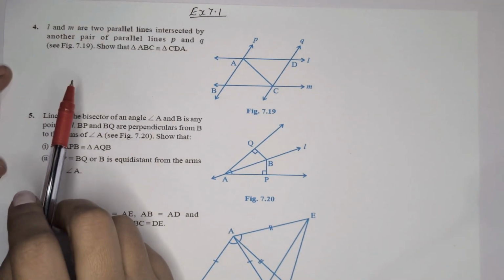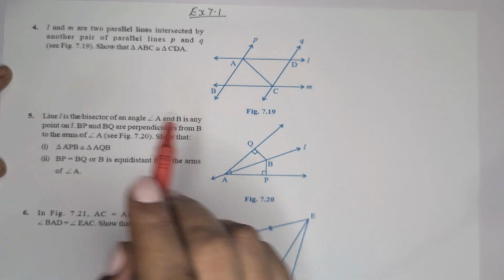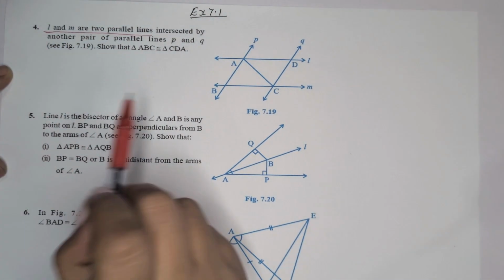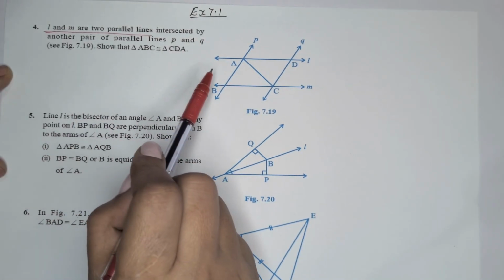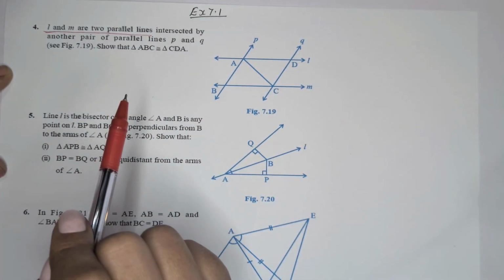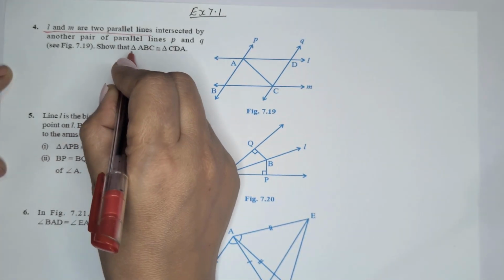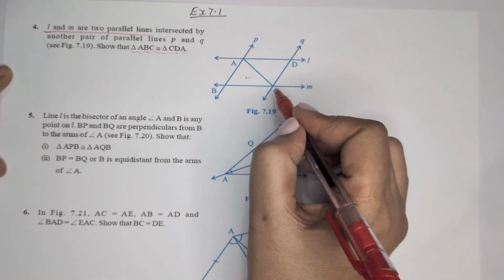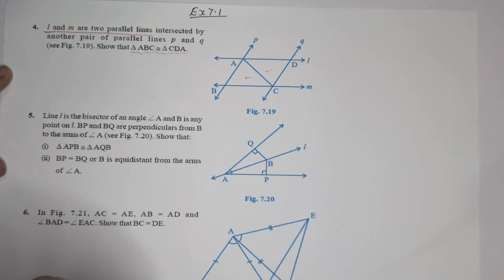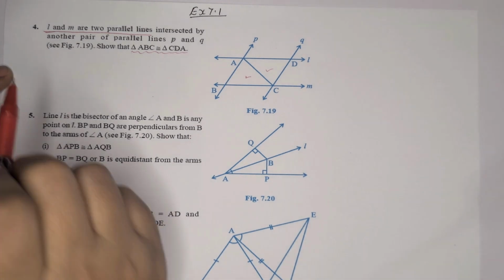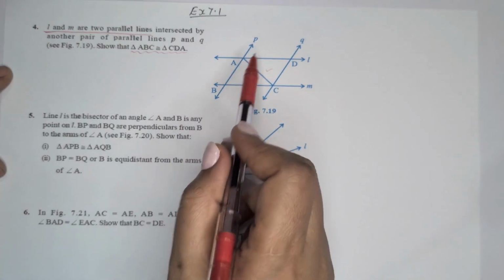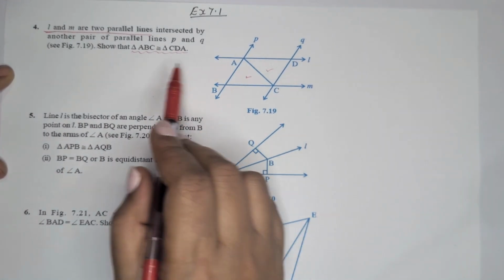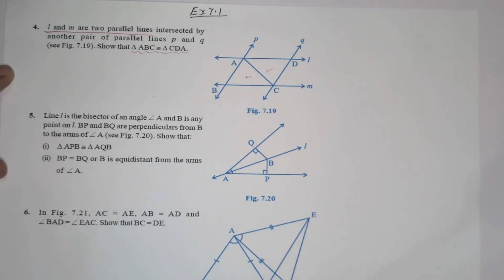Fourth question. Here L and M are parallel lines. Given that L and M are two parallel lines intersected by another pair of parallel lines P and Q. Show that triangle ABC is congruent to triangle CDA. So first we have to write what is given. L and M are two parallel lines and also P and Q are parallel lines. Then to prove, triangle ABC is congruent to triangle CDA.